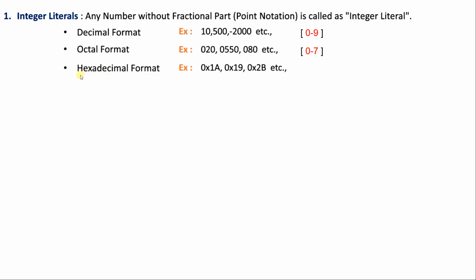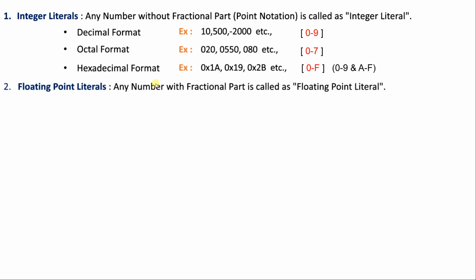And coming to this hexadecimal number, it is also an integer literal and it is represented with base 16. It consists of a combination of digits from 0 to 9 and letters A to F. All the digits from 0 to 9 and these alphabets from A to F count to 16. And in Java, to represent a number in hexadecimal format, the number must be preceded with 0x. Here all these examples 1A, 19, 2B, all are preceded with 0x sign. This octal format and this hexadecimal format are highly used in microcontroller programming.